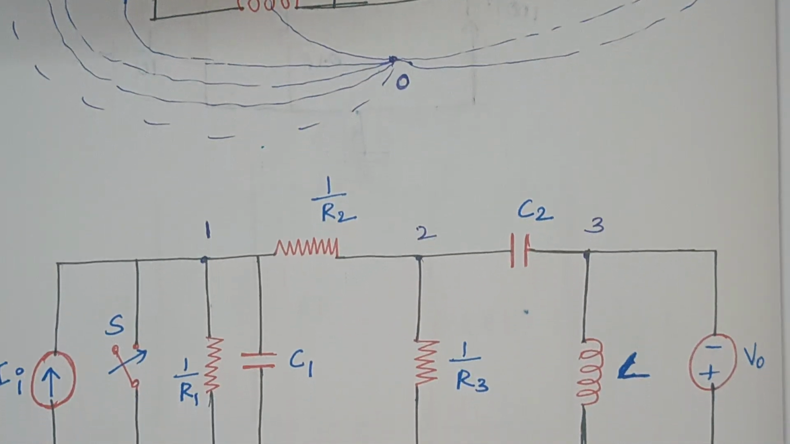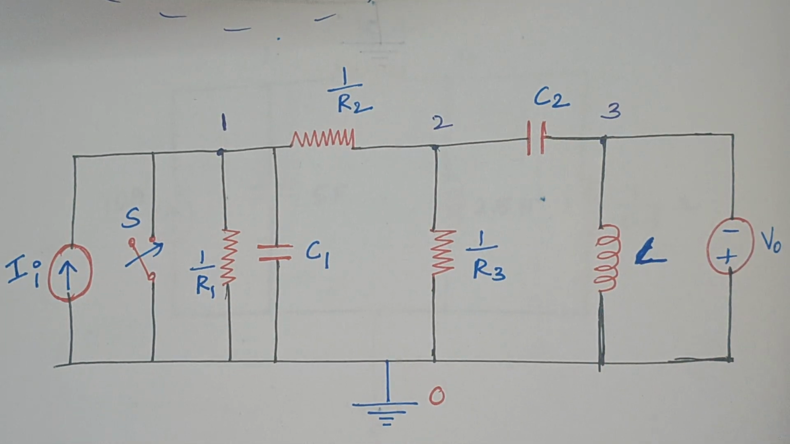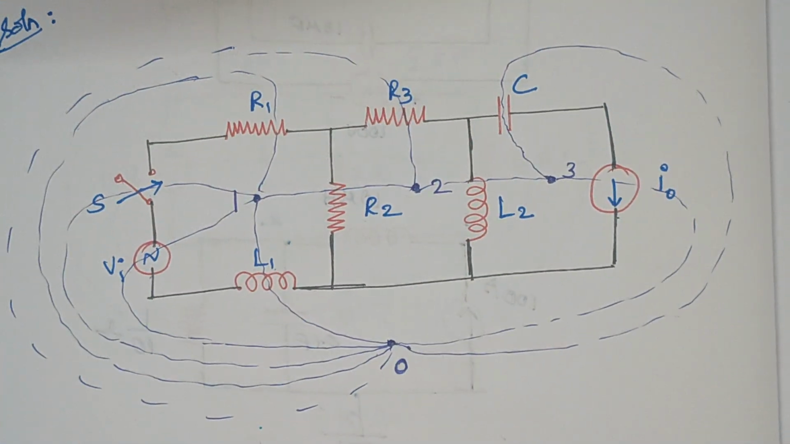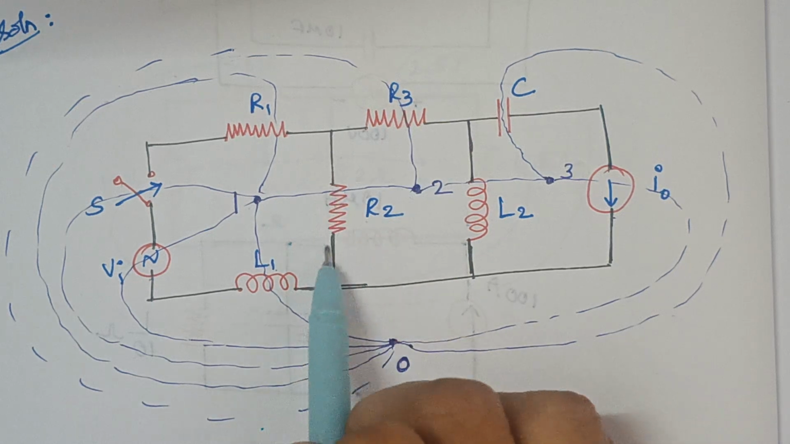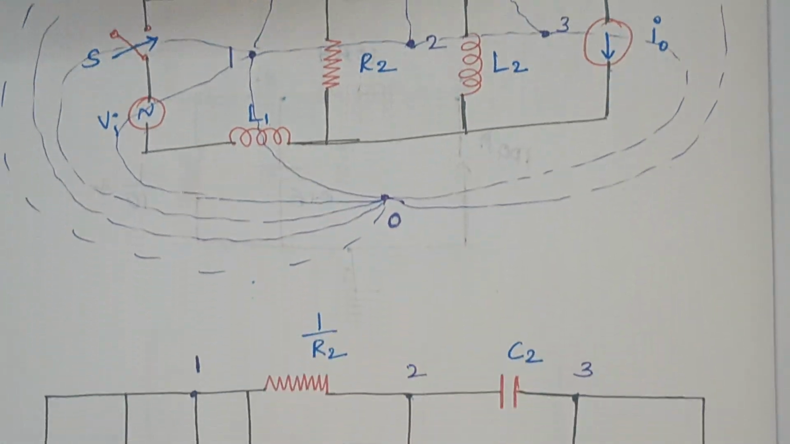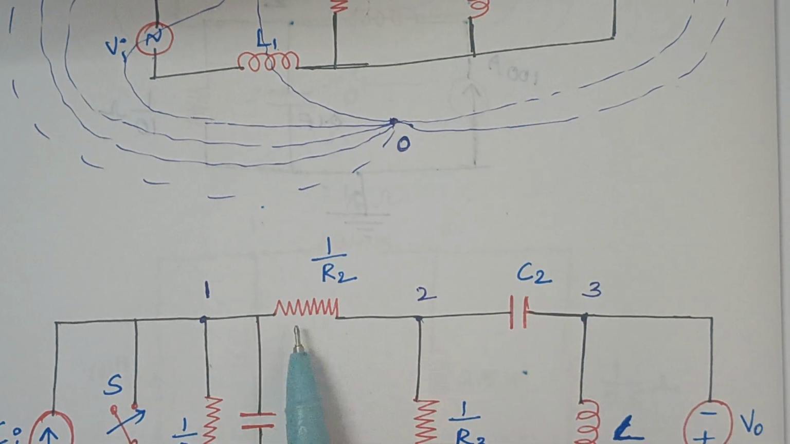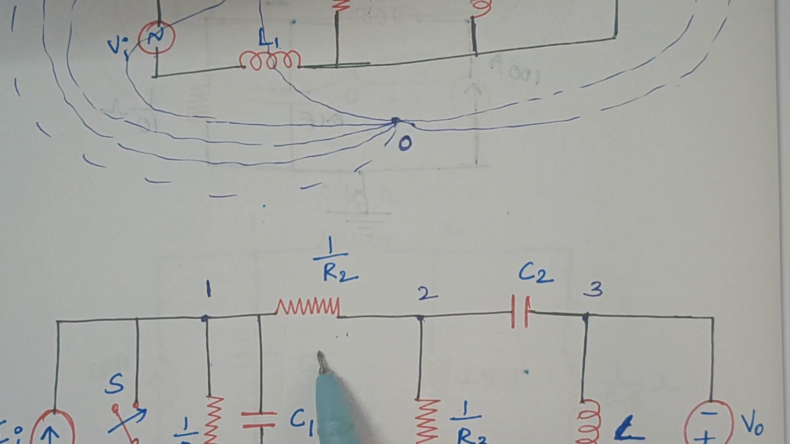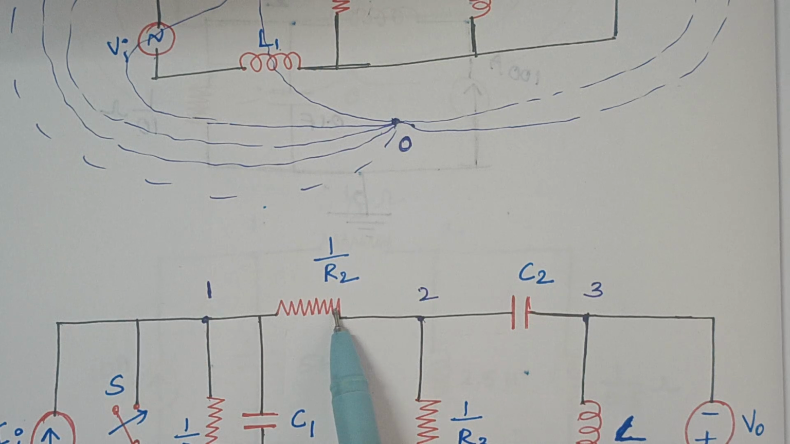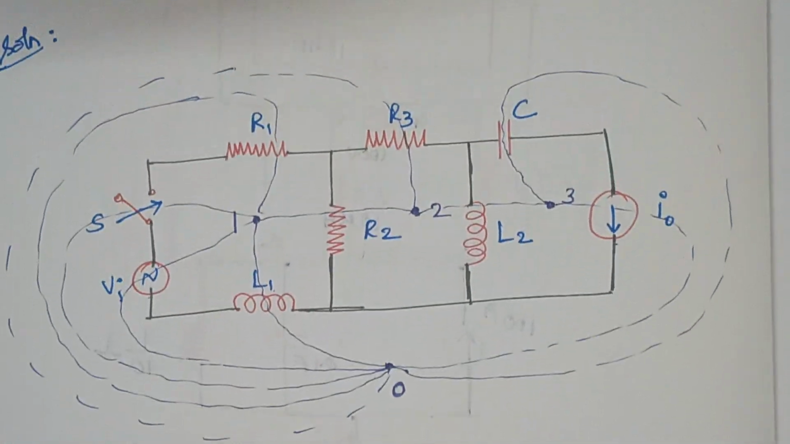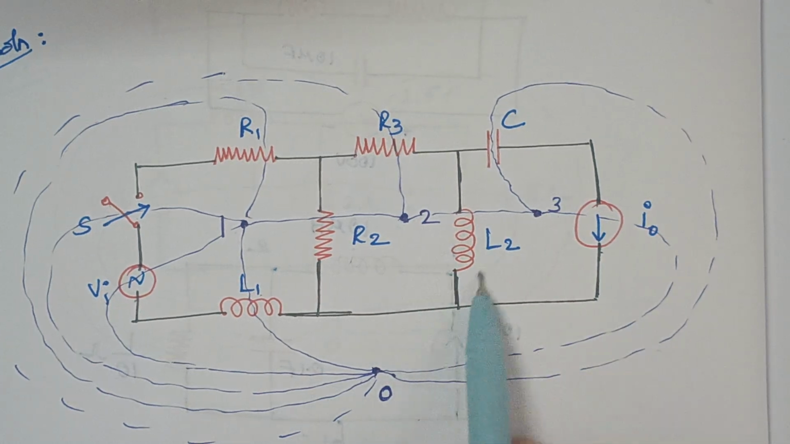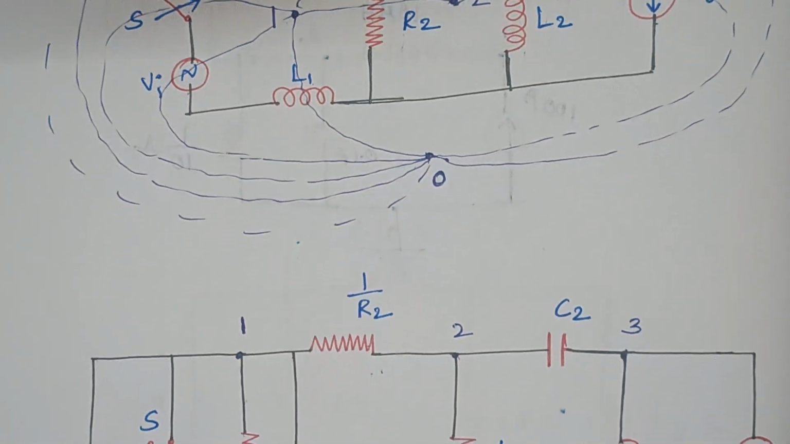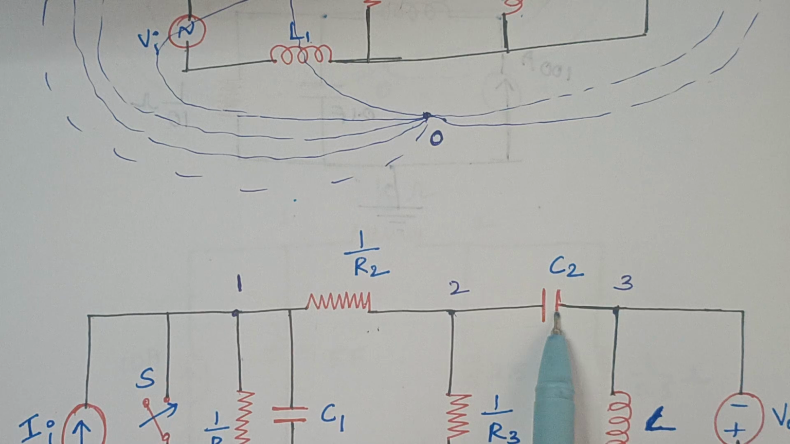So the first step is just mark the nodes 1, 2 and 3 with the reference node here. Right. So now between 1 and 2, that is 1 is connected to 2 by a resistor R2. So here again between node 1 and 2 we are having a resistor. So here we have to take the reciprocal, we have to represent it in the form of conductance. So here it is 1 by R2. Right. Now between your 2 and 3, there is an inductor. So this inductor should be replaced by a capacitor. So between 2 and 3, you see here we are having a capacitor.